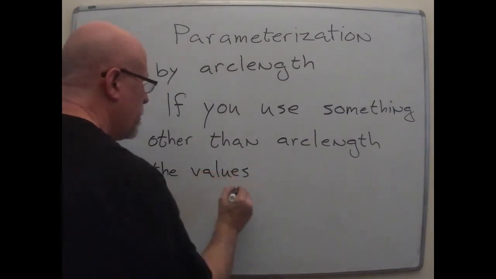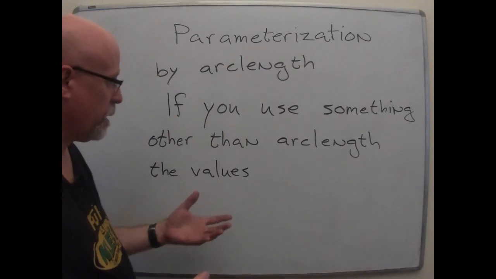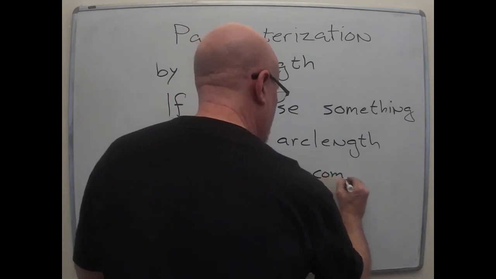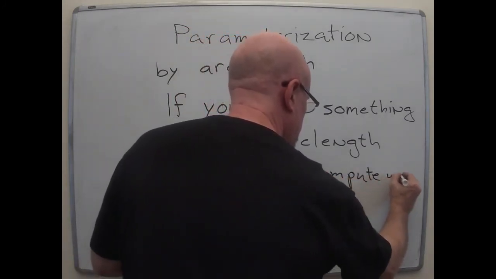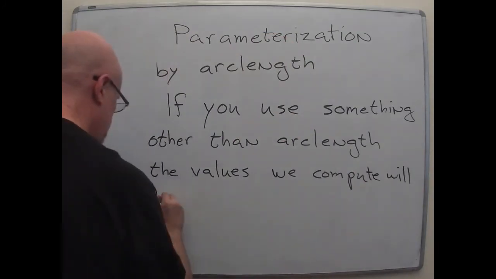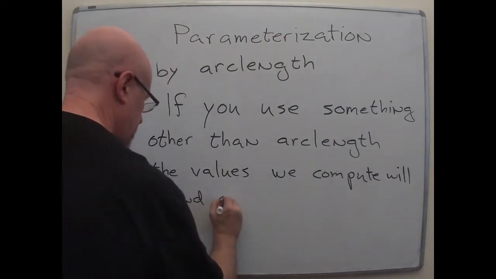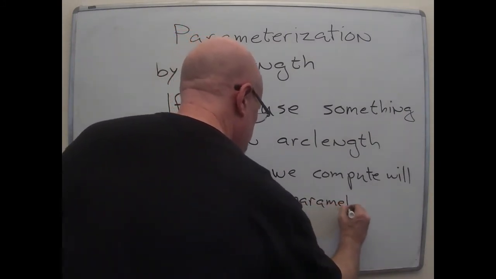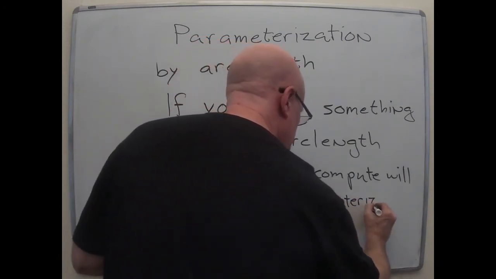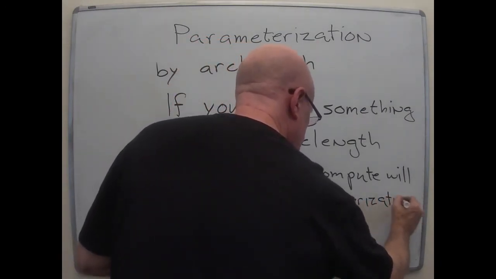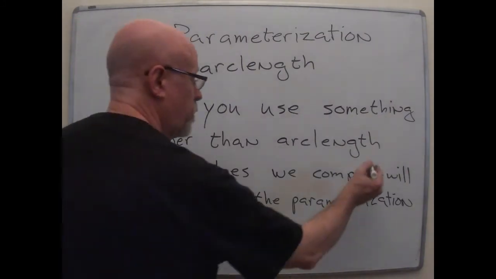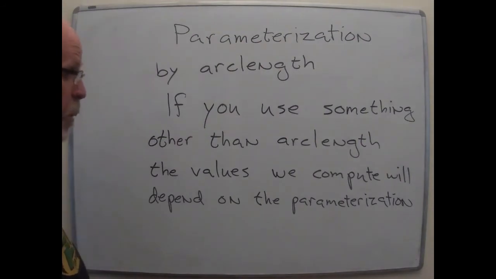And here's where the function that we talked about, the arc length function, comes in. Well, let me finish this sentence. The values we compute will depend on the parameterization. But if you make arc length be the parameter, it'll be really nice. Things will come out smoothly, or they won't depend on the parameter anyway.